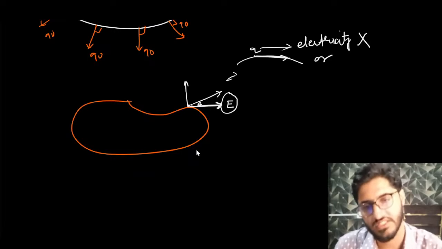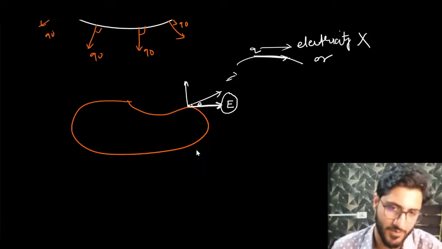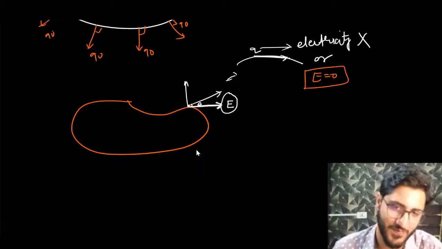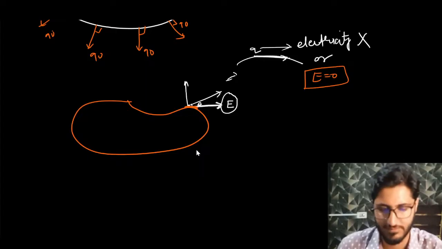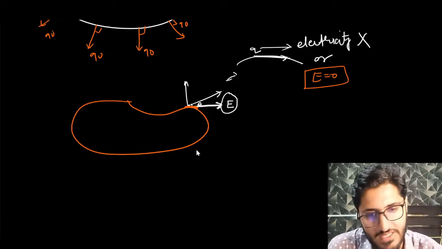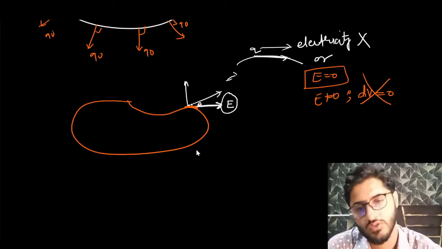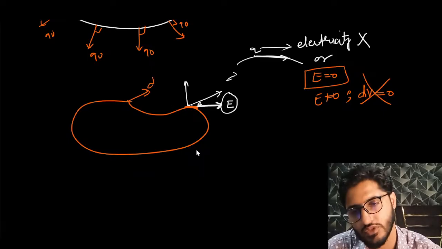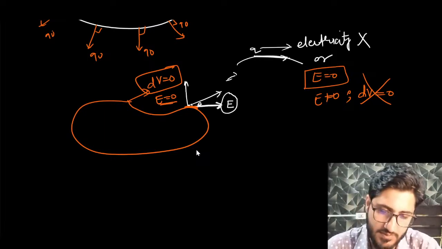Look, if it is an equipotential surface, then my E needs to be 0 on the surface. If E is not equal to 0, how will you write that dV equals 0? It is not possible. So for an equipotential surface, dV equals 0. If dV needs to be 0, then E needs to be 0. That's why.